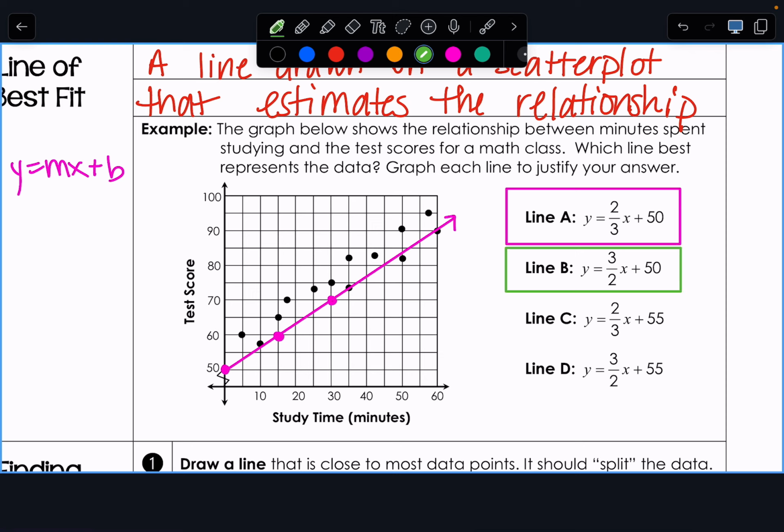What's the y-intercept for line B? 50 again, right? This number right here is our y-intercept. So we're going to start at 50. But this time our slope is what? 3 over 2. So we're going to go up 3 over 2. Up 3 over 2.